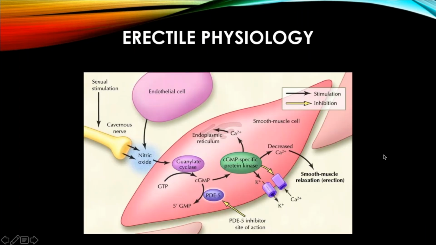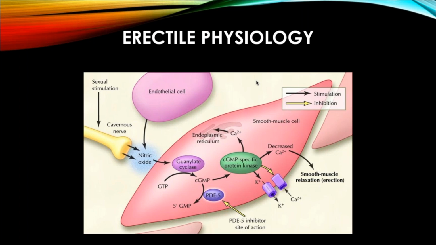Now, as far as the physiology is concerned, there's much more detail as far as the neurotransmitters, but just in brief, it works through what's called a nitric oxide pathway to cause smooth muscle relaxation. So many of you have heard about the drugs Viagra, Cialis, and Stendra. These drugs all work through this nitric oxide pathway.